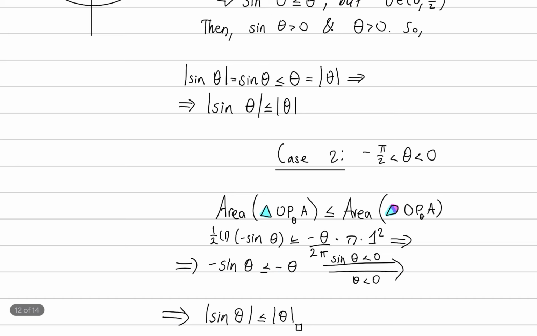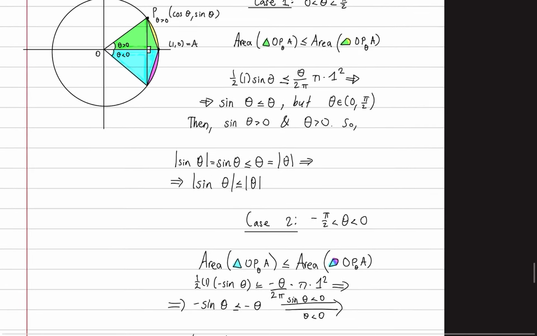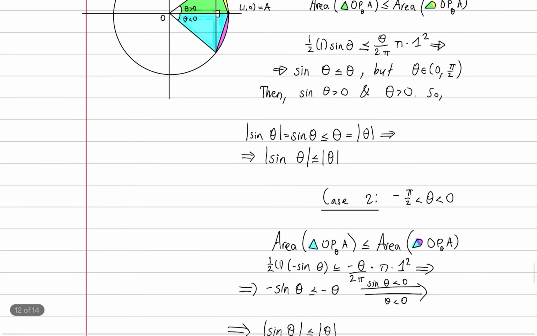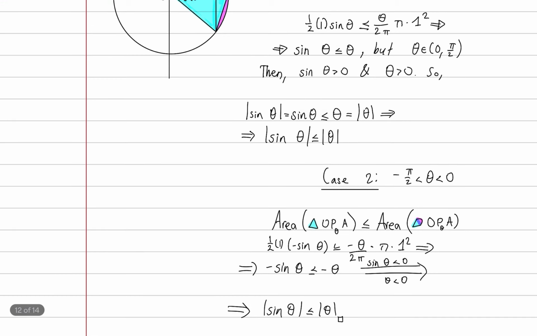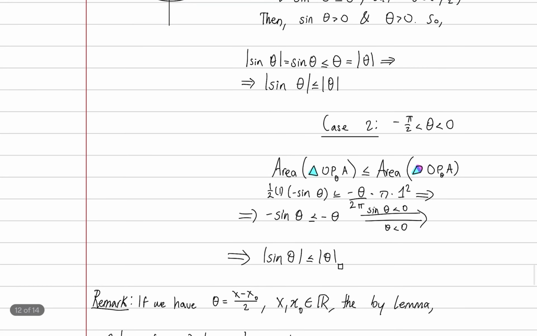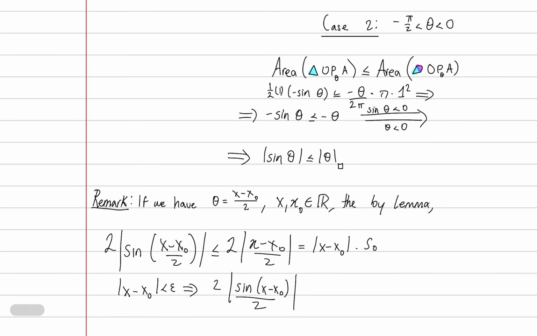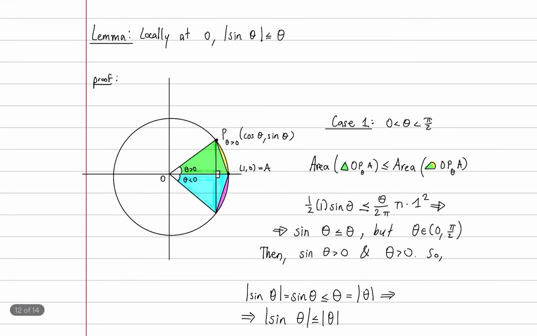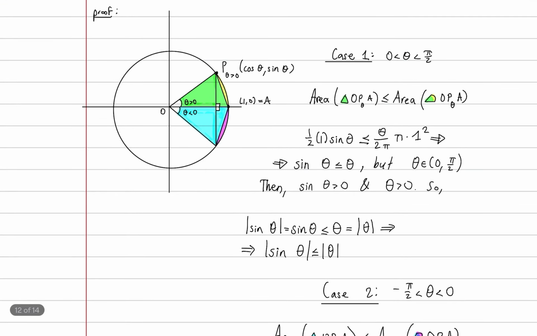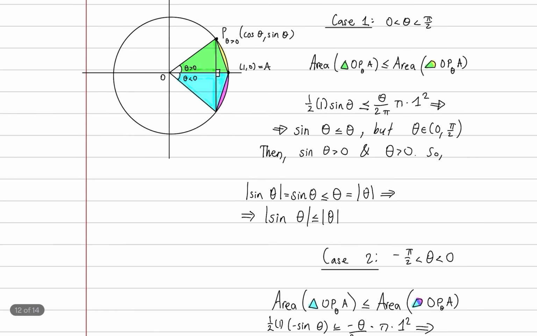So case 2: theta is between minus pi over 2 and 0. Again, we're going to do the exact same thing just for the bottom triangle and sector. And we're going to get 1/2 times negative sine theta, and all that's going to cancel out. And we're just going to get minus sine theta is less than or equal to minus theta. But since sine theta and theta are both negative, we'll get what we want. That's the absolute value of sine is less than or equal to the angle, locally at 0. It's very important that it's locally at 0. We cannot make this construction unless theta is sufficiently close to 0.